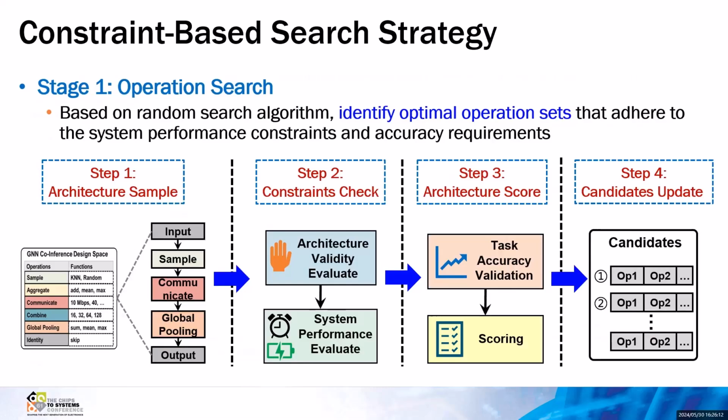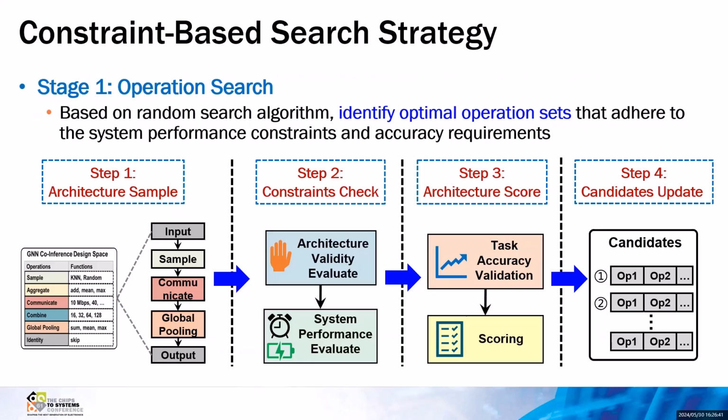To address this problem, GCoDE uses a constraint-based search strategy. In the first search stage, GCoDE tries to identify the optimal operation size with a random search method. This process involves 4 steps. Firstly, it will randomly sample operations to generate GNN architectures. Second, a constraints check will be conducted on these architectures, including validity and system performance evaluations.